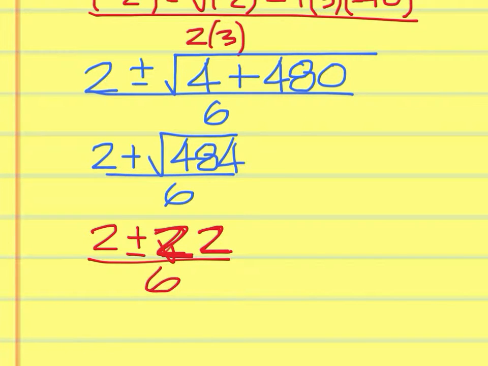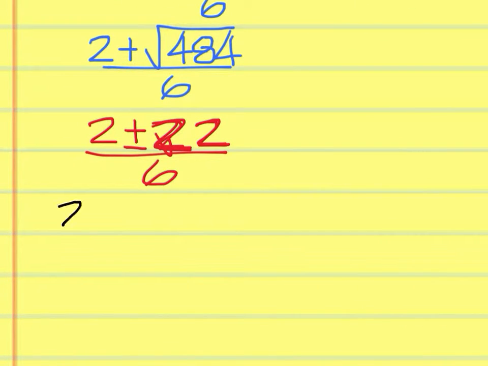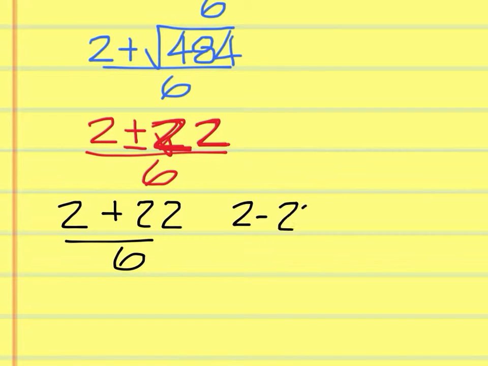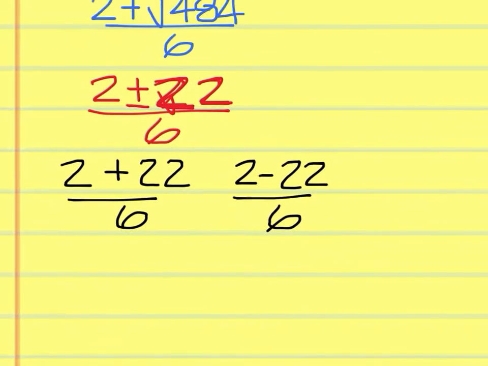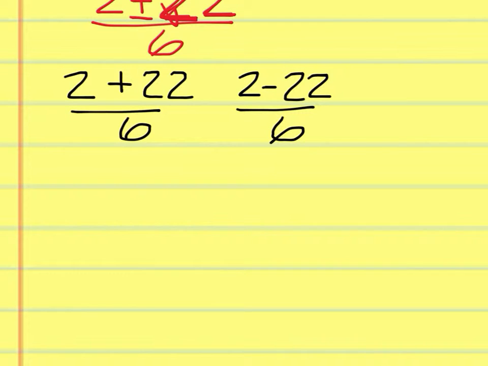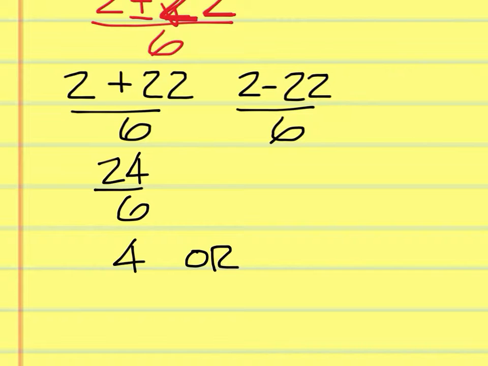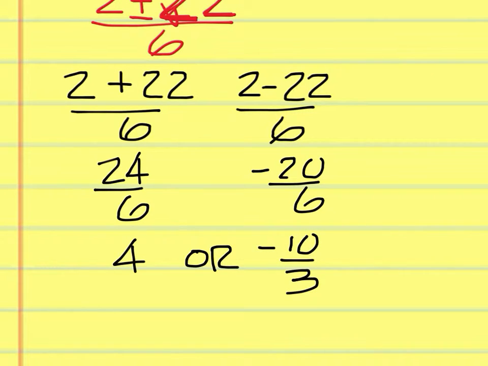And then on the bottom we still have a 6. So you must do 2 plus 22 over 6 and 2 minus 22 over 6. 2 plus 22 is 24. Divide by 6 to get 4. And then 2 minus 22 is a -20 over 6. So if you reduce, it is -10 over 3. You must use that 4 and -10 over 3 to go back to the top.